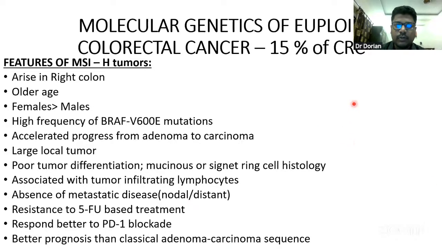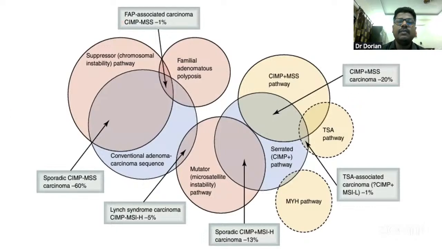Just a minute, I'm unable to move my slide. Yes. So this diagram is given in Sabiston. You see this adenoma carcinoma sequence. So this is the adenoma carcinoma sequence. Here, there will be no microsatellite instability high. Okay. All are MSS, that is microsatellite stable. Microsatellite stable. There will be only 5% where there will be microsatellite instability high.